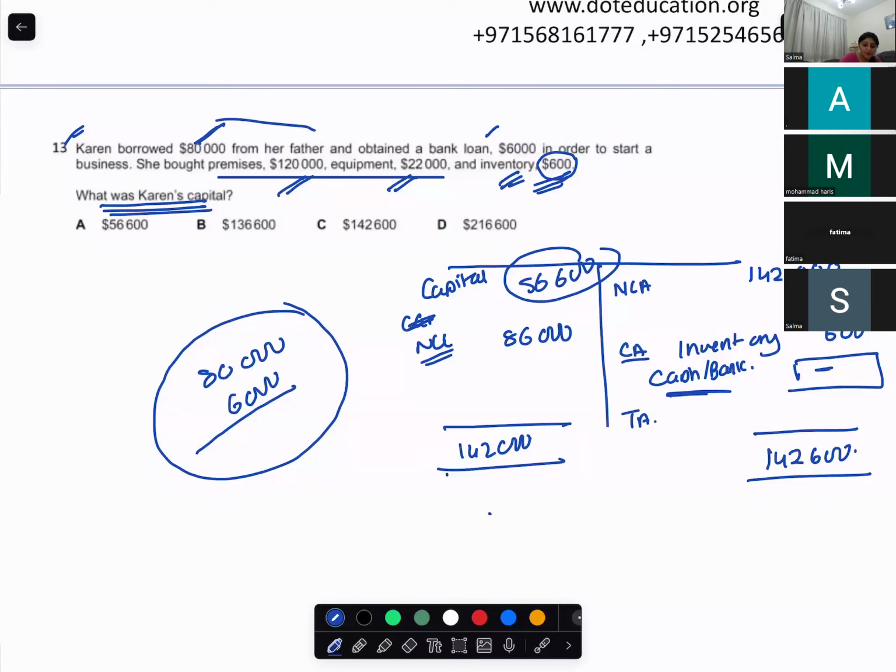What she's borrowed from the father and bank loan becomes your non-current liability. So 86,000 becomes your non-current liability. So your capital would be how much? 142,000 minus your non-current liability of 86,000, which becomes 56,600. Are you with me? Miss, I have a question. Yes, tell me. If she spent less than what she borrowed, then we will put that in cash, in the bank. Yeah. Okay.